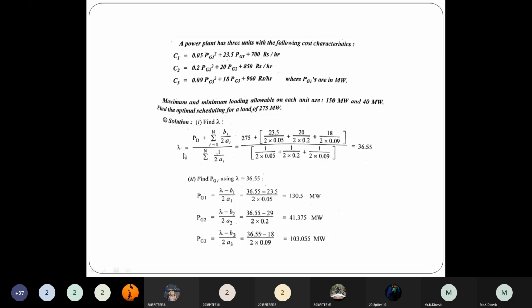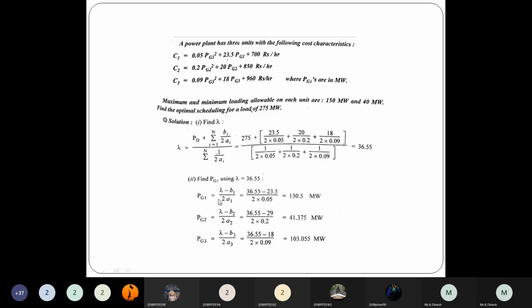Yeah. So first we have to evaluate lambda. Lambda is nothing but Pd plus summation of i equal to 1 to n Pi by 2ai, divided by summation of i equal to 1 to n 1 by 2ai. Pd is 275. We have 3 functions, 3 limits. So 275 plus 23.5 by 2 times 0.05 plus 20 by 2 into 0.2 plus 18 by 2 into 0.09, divided by 1 by 2 into 0.05, 0.2, 0.09. That is 6.5. So the lambda is 36.55.